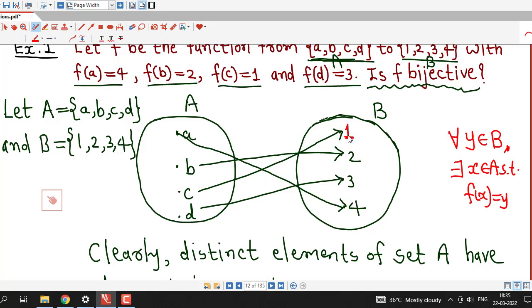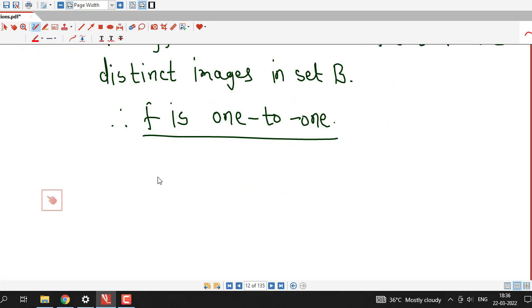We can check for 1. For 1, there exists c in the domain such that f of c equal to 1. 2 is also the image of b. So we can say that for 2 belonging to B, there exists b in A such that f of b equal to 2. Similarly, for 3 in the codomain, there exists d in the domain such that f of d equal to 3. And this 4 is the image of the element a of the domain. So we can say that for every element of set B, there exists some element in set A such that this condition is satisfied.